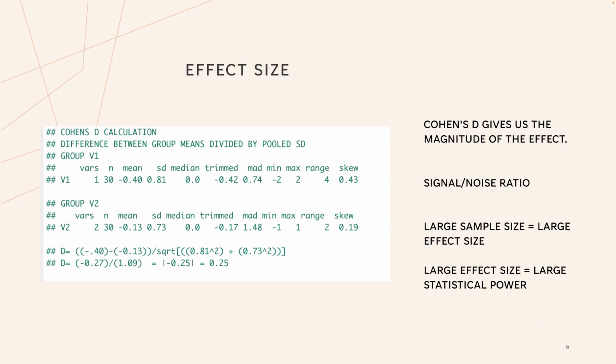In our data, our means are -0.4 and -0.13. Our Cohen's d value turns out to be 0.25, which unfortunately is considered a small effect size. A small effect size would indicate a smaller statistical power. Having the effect size, we can now try to calculate our statistical power.